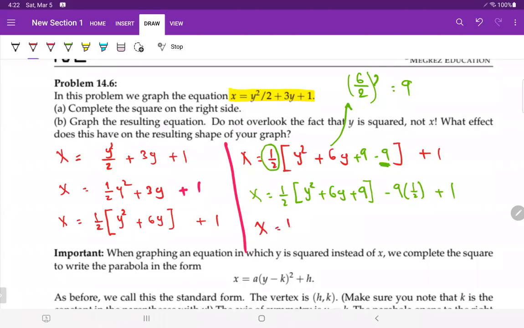Now what's happening inside is done because this is y plus 3 squared, and negative 9 over 2 plus 1. So we got negative 7 over 2, I guess. You agree? Negative 7 over 2. So what do we have? Who can tell me now? What is A?